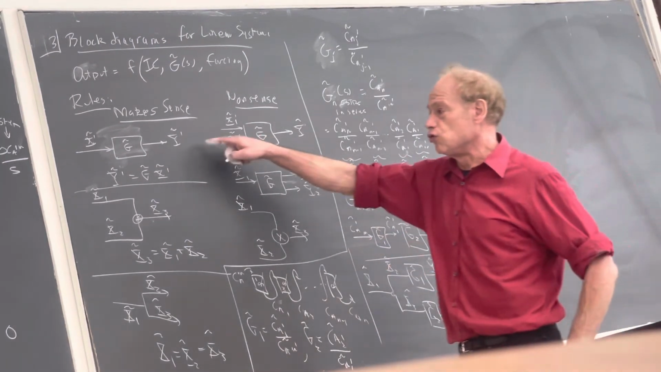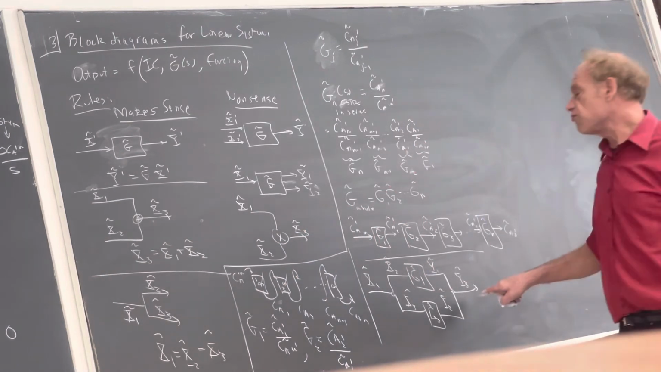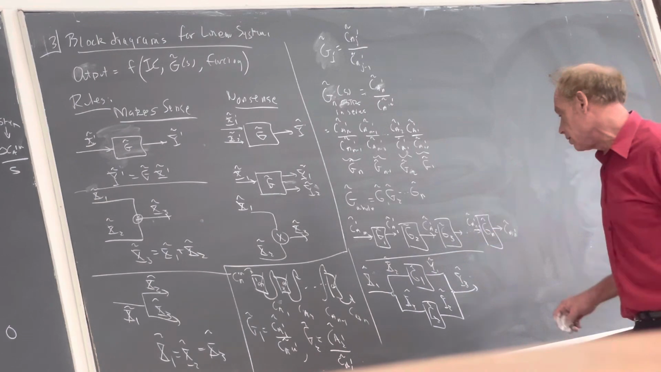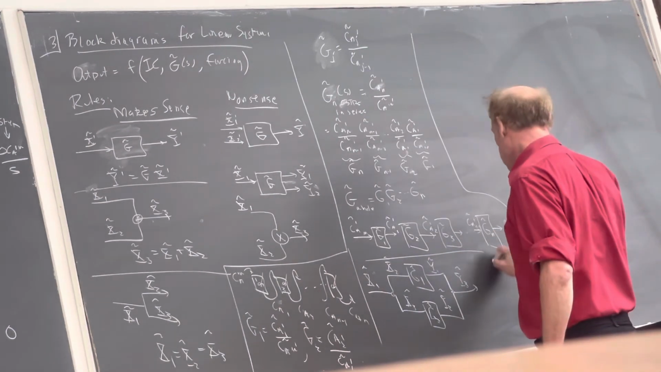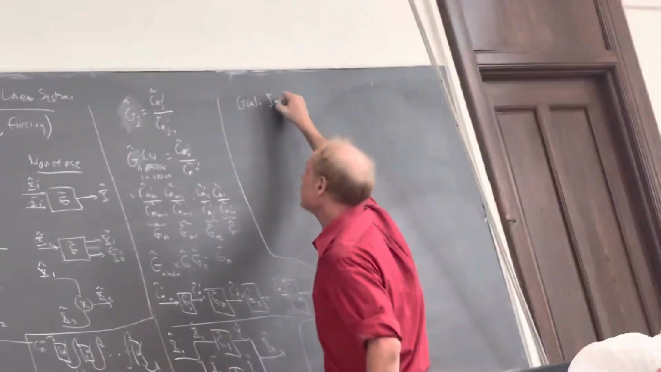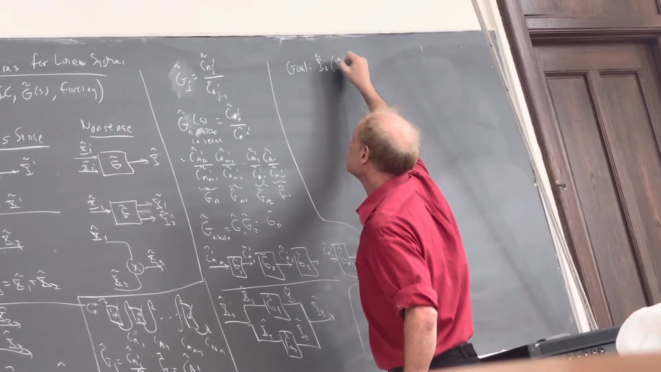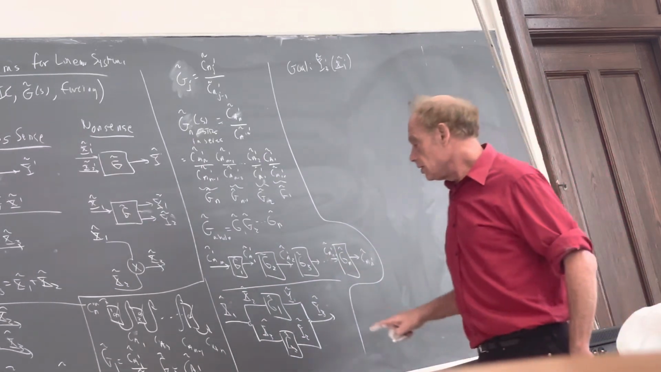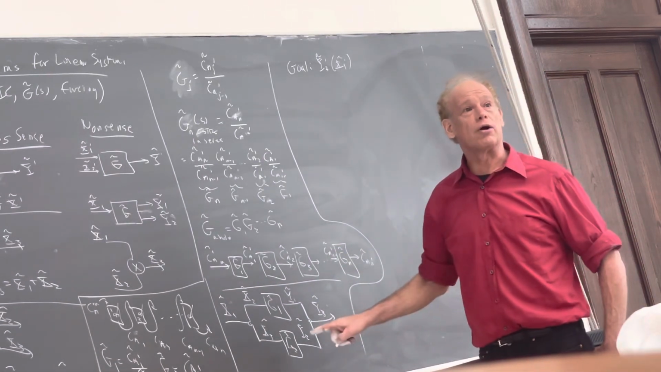Now the way you do these things is you start from the end. And here are my rules. First thing, my goal is to write y3 in terms of x1. The goal is to write y3 tilde only in terms of x1 tilde. But I need to get there. So you start at the end and you work backwards.